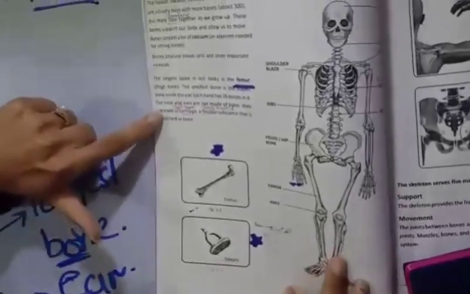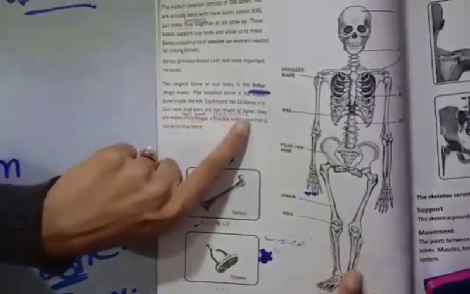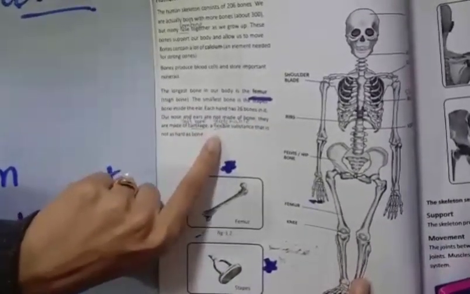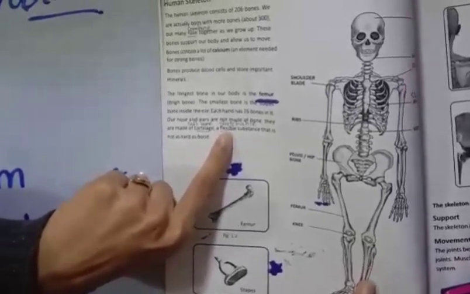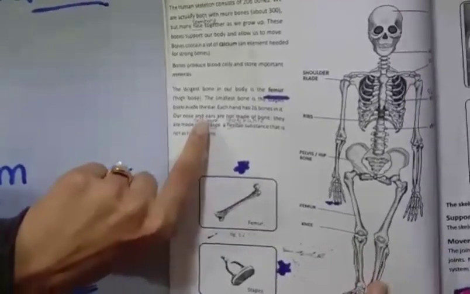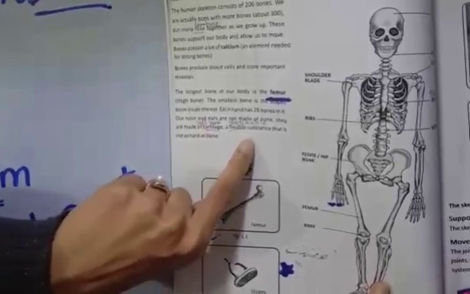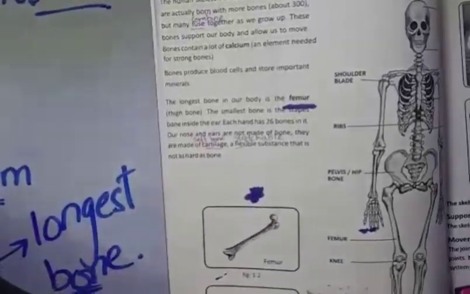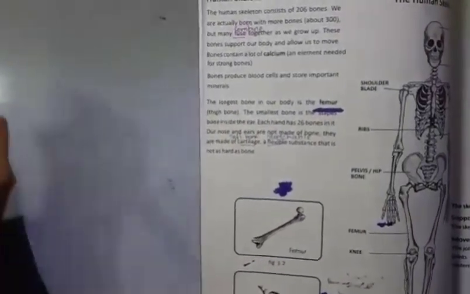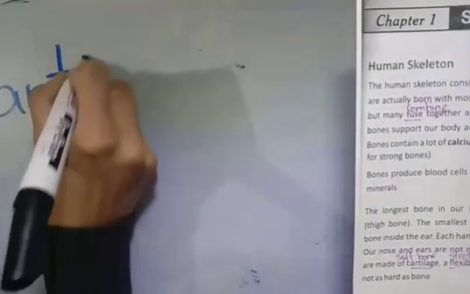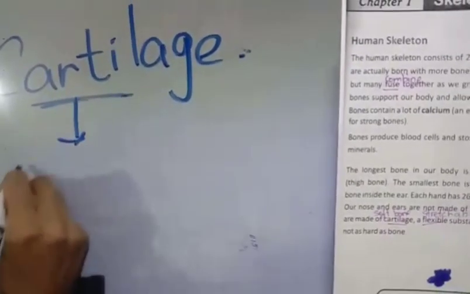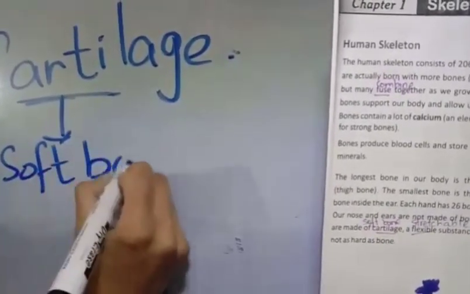The next thing is our nose and ears are not made of bone. Yes. They are made of cartilage, a flexible substance. Underline the word flexible. Flexible means stretchable. Cartilage, underline the word cartilage. Cartilage means soft bone, a flexible substance that is not as hard as bone. So grade 5, this is a very new word for you, cartilage. So what does it mean? Cartilage is also the name of a bone, but keep in mind it is a soft bone.